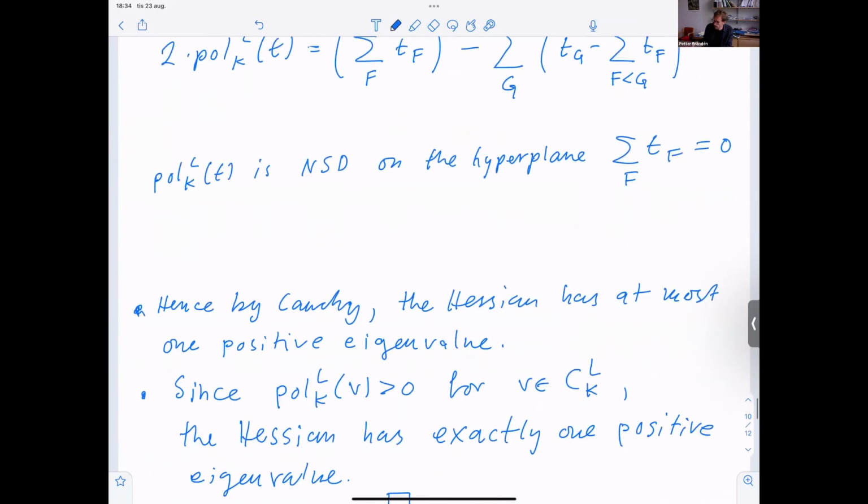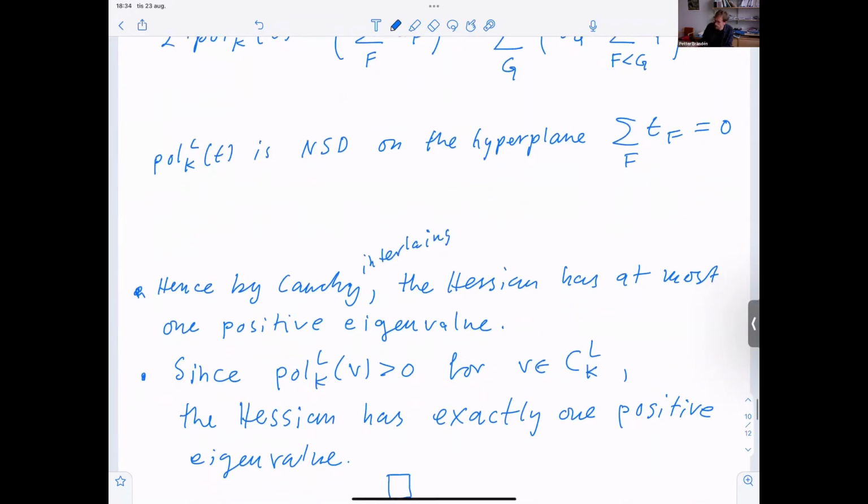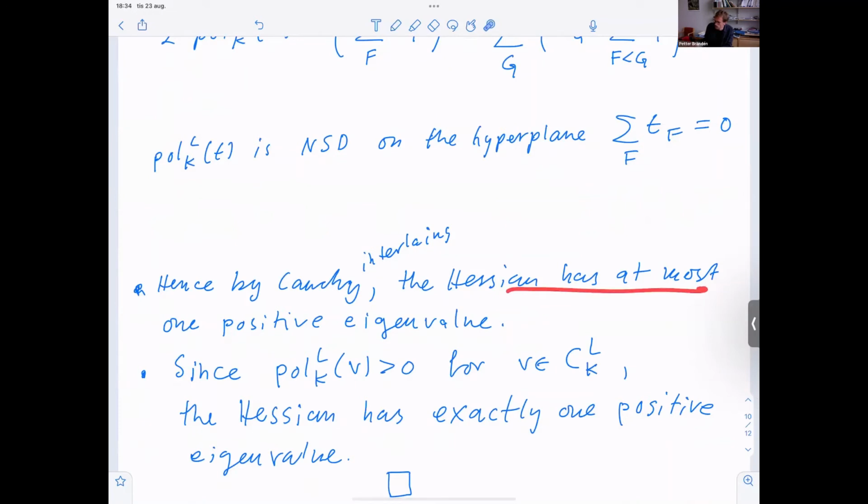So then by this Cauchy interlacing, the Hessian has at most one positive eigenvalue. Because this Cauchy interlacing says that the eigenvalues of the polynomial itself should interlace those of the Hessian of the restricted one, which has only non-positive eigenvalues. So it can have at most one positive eigenvalue by interlacing.